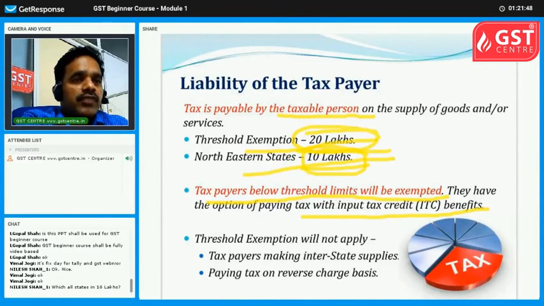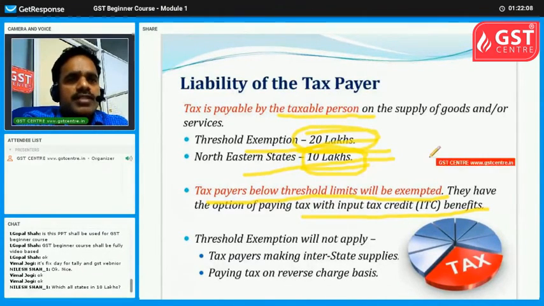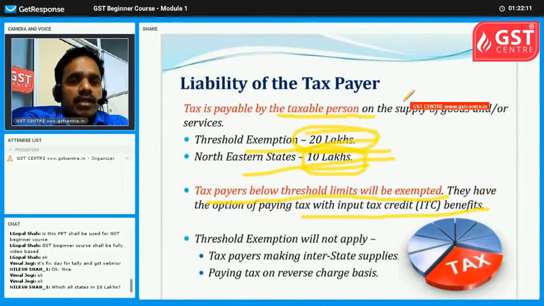Actually it will be a difficult situation for unregistered persons, because their price may be a little higher than registered persons, because they cannot claim input tax credit. They cannot deduct tax indirectly paid to the suppliers from their total tax liability. So all have to register, of course. Then this threshold exemption, this 20 lakhs or 10 lakhs, is applicable only to persons who are doing intra-state business.